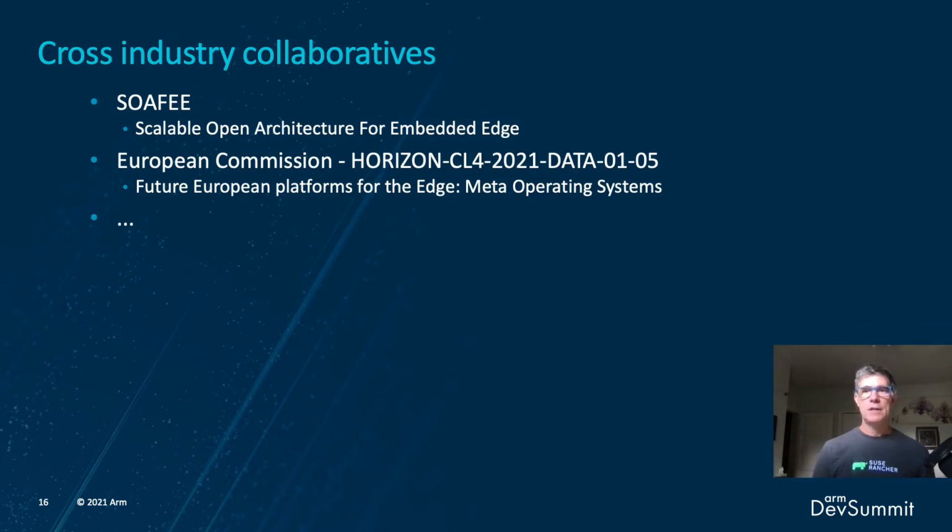And not only are we seeing individual industries or enterprises taking on Cloud Native projects, we're seeing consortiums and cross-collaboration of Cloud Native. So the Sophie project, for example, was recently announced by ARM and is a cross-industry collaboration developing a scalable open architecture for embedded edge. The second one I've listed here, the European Commission, has an open call for proposals for a collaborative effort to build a meta operating system which spans physical resources at the edge. This is listed under their Research and Innovation Action section. There are other groups which we're working with which are still unannounced, and I cannot mention them today.